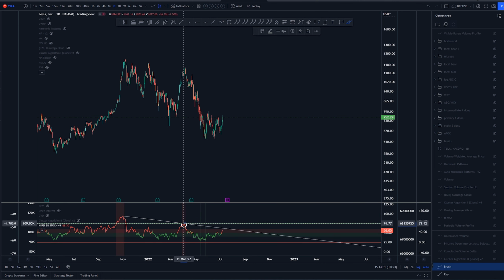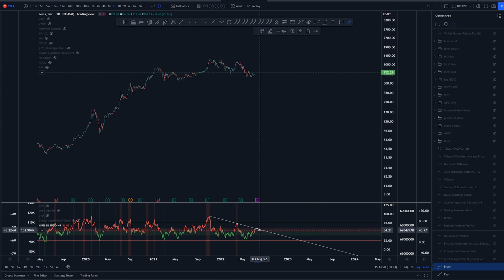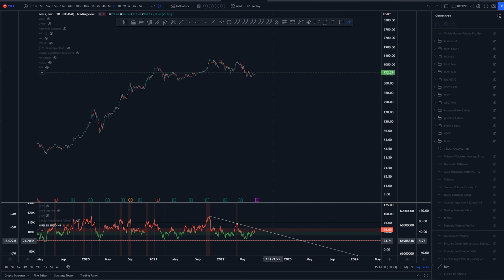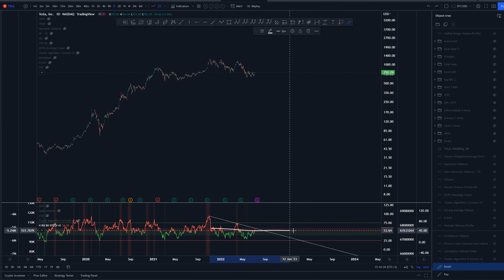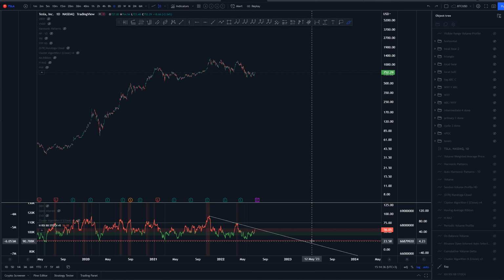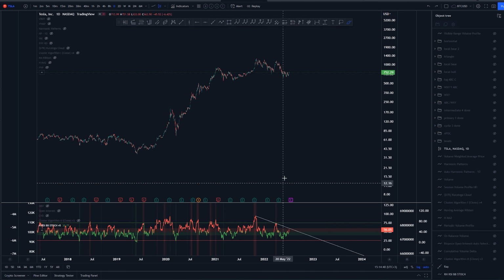Now we have not tagged this lower trend line yet on RSI on higher time frame, so we'll see if this is actually going to put us down here and tag this lower trend line and get us to this lower, more bearish area in the RSI overall.